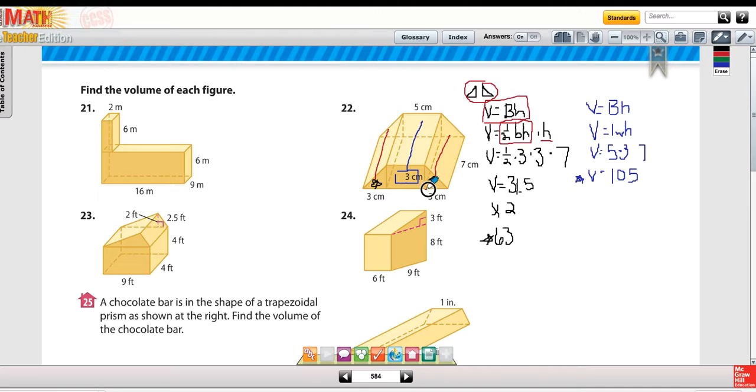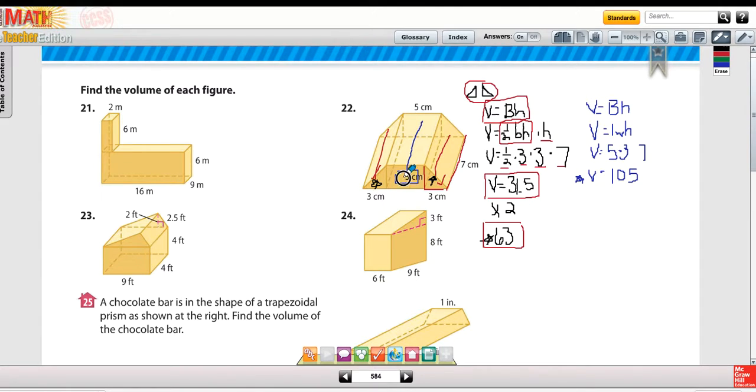So in this case, we have a base of 3, we have a height of 3, and then we have a length of 7. So 3 times 3 times 7 times 1/2 gives me a volume of one triangular prism, which is 31.5, but of course we have this one on the right and this one on the left. So times it by 2 and we get a total of 63 cubic centimeters.